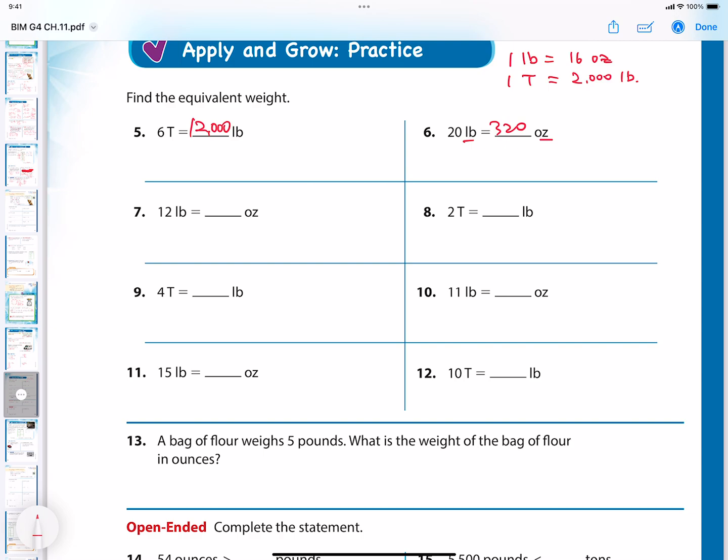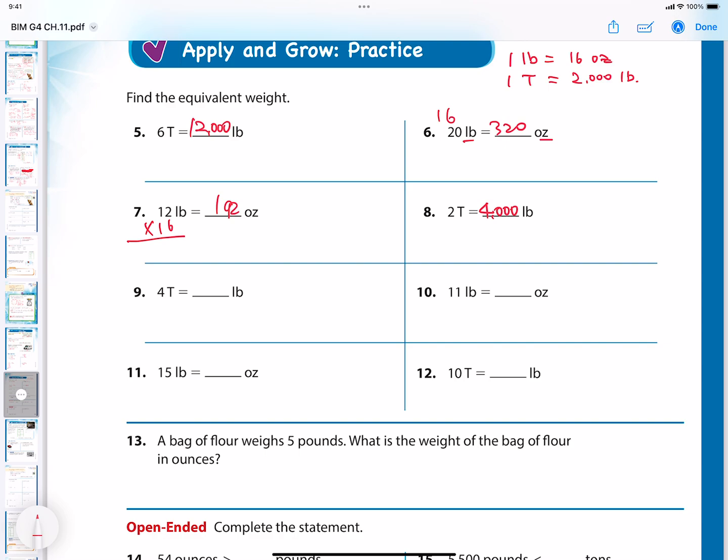And pounds to ounces, 320. Okay, remember? Because 2 times 16 is 32, and then add 0. Okay, one more 0. All right, pounds to ounces, same thing, times 16, right? 192 ounces. All right, 2 tons to pounds, 4,000, right?